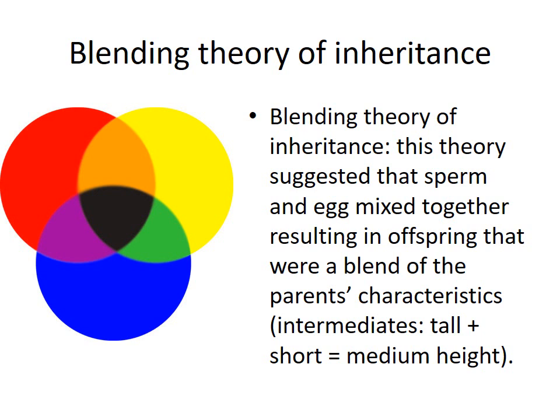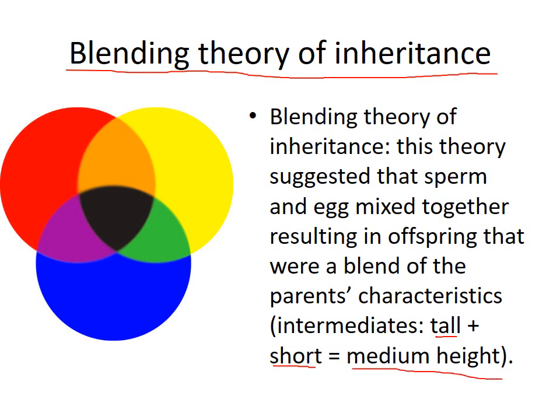Another interesting idea was the blending theory of inheritance, which basically said that you would always be some intermediate, some middle ground between your mother and your father. So if you had a tall dad and a short mom, or a tall mom and a short dad, you would be of medium height. But today we know that's not the case.